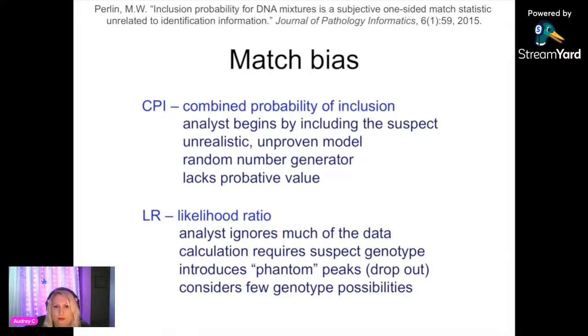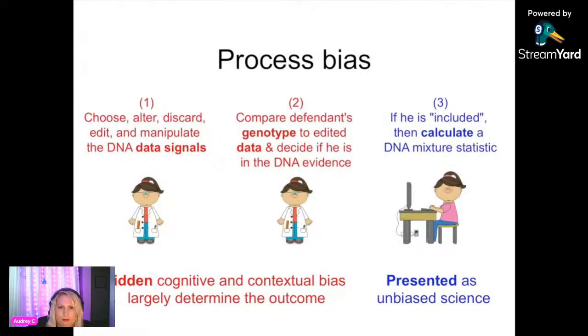Even with likelihood ratios, or LRs, an analyst can ignore much of the data. The calculation in the end does require a suspect genotype. Many of these LR methods introduce phantom peaks that have evidence not even present in the data using dropout models, and they typically consider very few of the genotype possibilities out of everything that could be a genotype. There's a process bias in much mixture interpretation done by people.